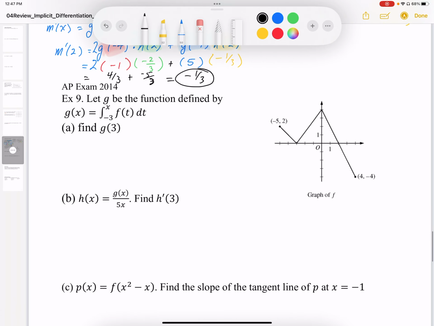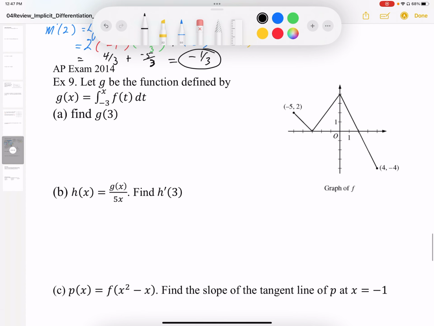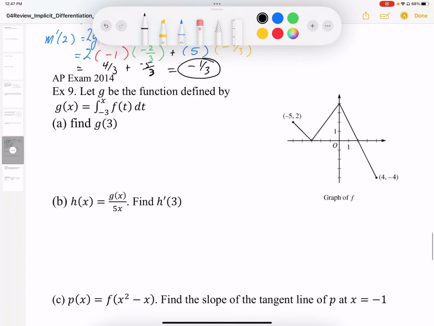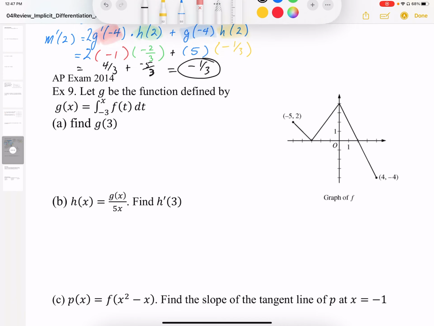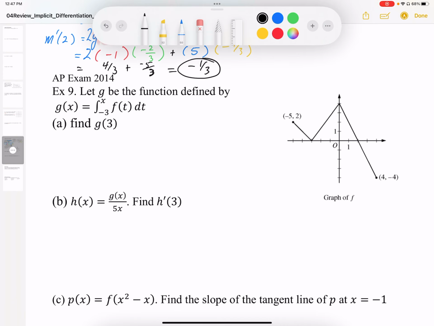Example 9 comes from the 2014 exam, and again, we're going to have to do some stuff with notation here. It defines g as the function, the area under the function, starting at -3 to some point x, under the graph of f of t dt. So we've been given the graph of f. Okay, so this is our graph here. And we're going to use that to determine values of g.